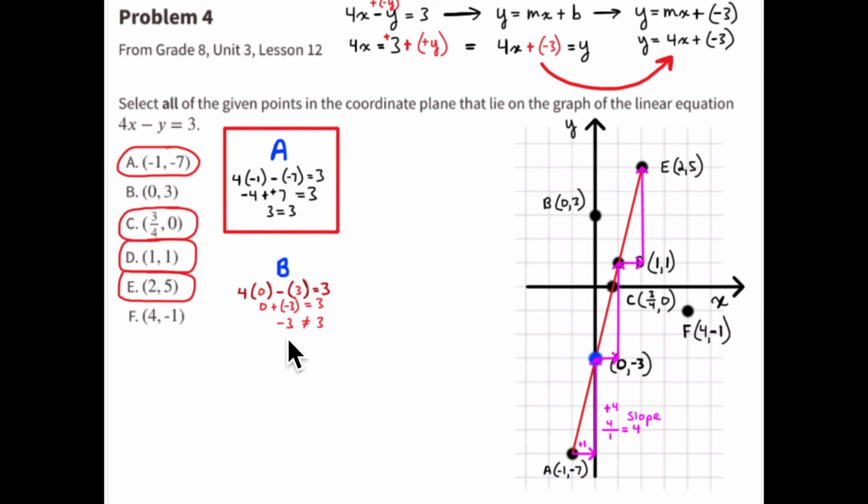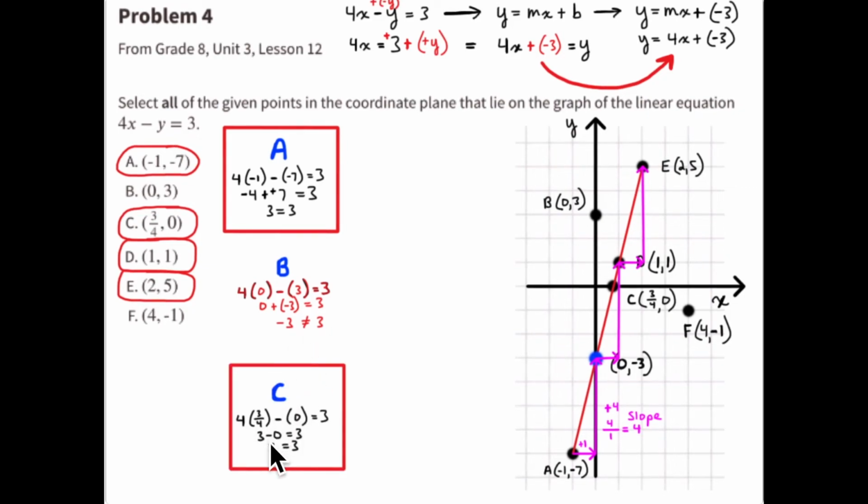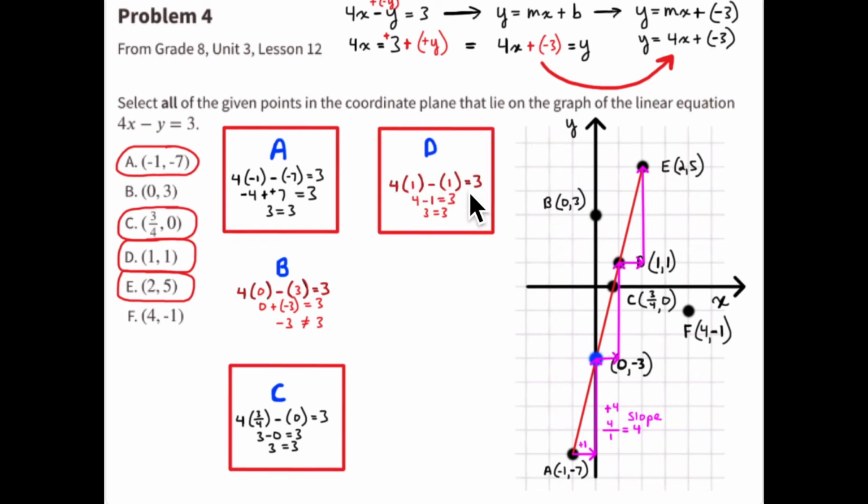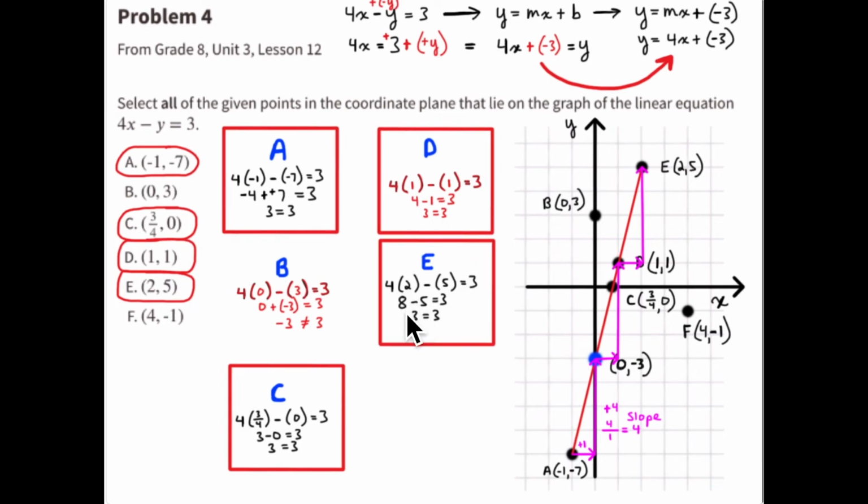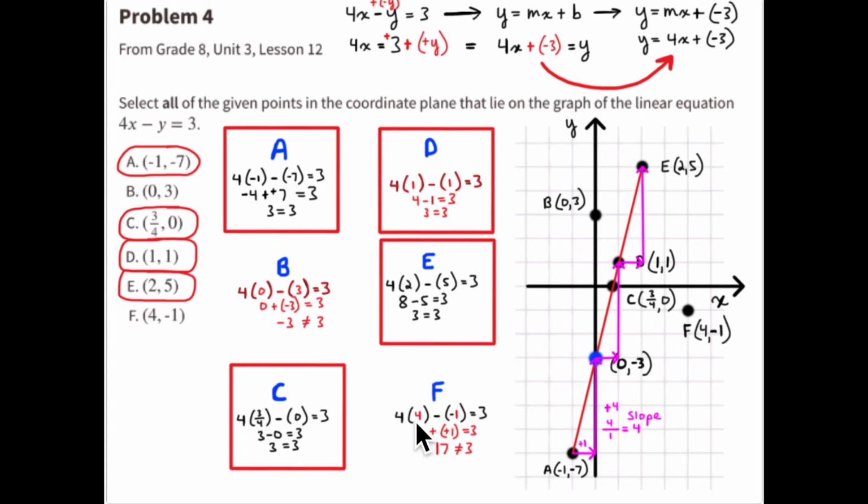B does not. You get -3, which does not equal 3. C does work, so you get 3 minus 0 equals 3, 3 equals 3. D works, 4 minus 1 equals 3, 3 equals 3. E works, you get 8 minus 5 equals 3, and you get 3 equals 3. And F, of course, does not work. You get 17 does not equal 3. So this is a simpler way to do it. Replace each of the coordinates, see if it makes the equation true.